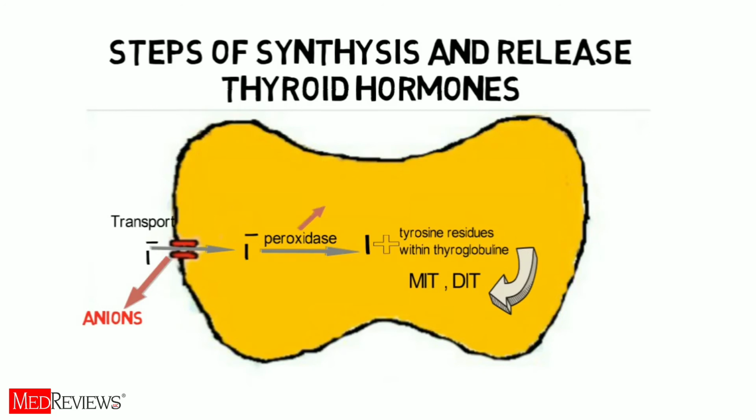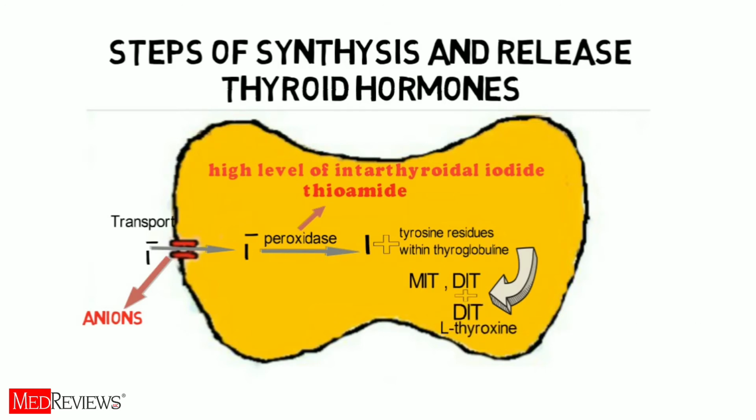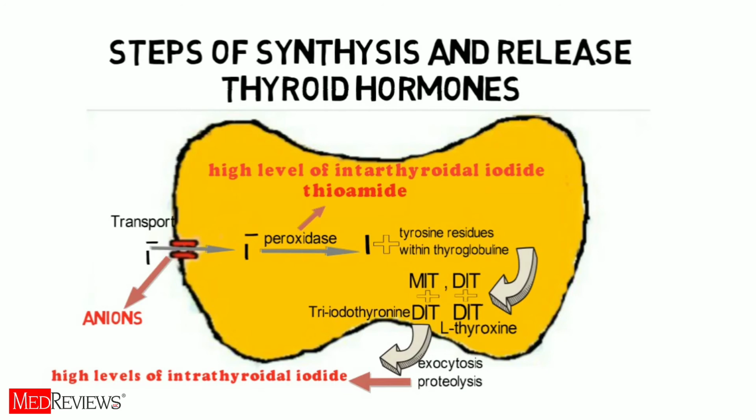Thyroidal peroxidase is transiently blocked by high levels of intrathyroidal iodide, and blocked more persistently by thioamides. Then two molecules of diiodotyrosine combine to form thyroxine, and one molecule of monoiodotyrosine with diiodotyrosine forms triiodothyronine. Finally, hormones are released by exocytosis and proteolysis of thyroglobulin. This process is also blocked by high levels of intrathyroidal iodide. Now let's start with the first and most important group.